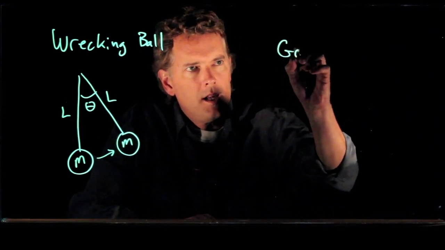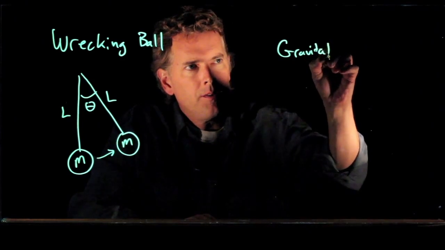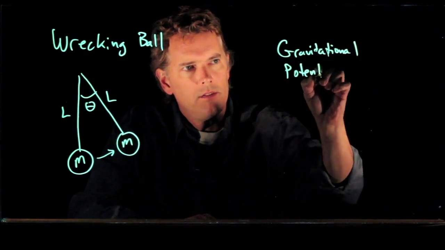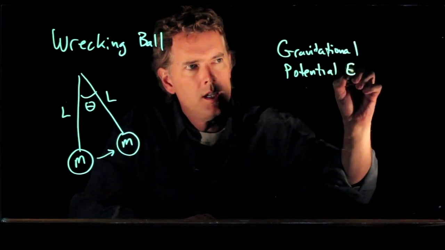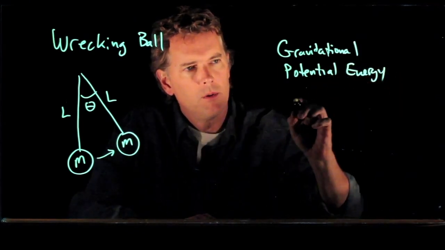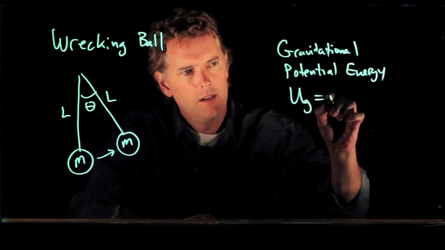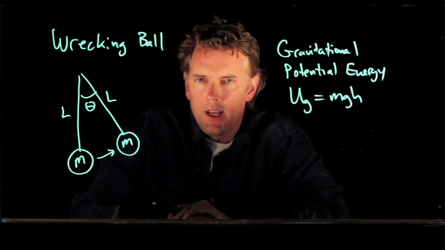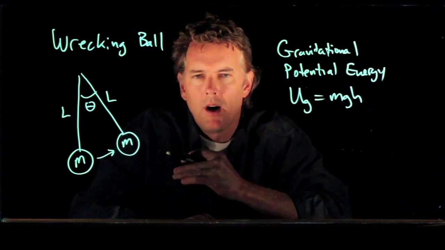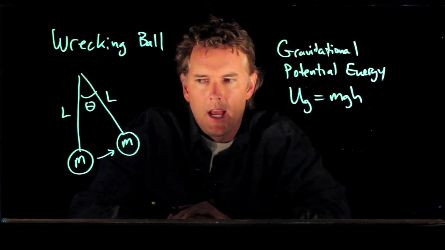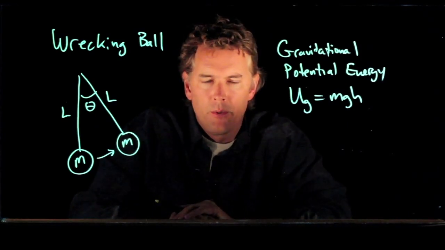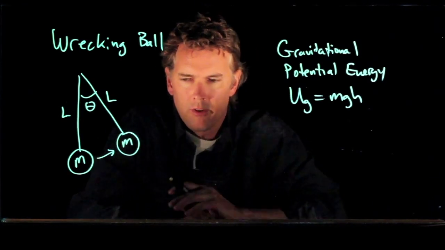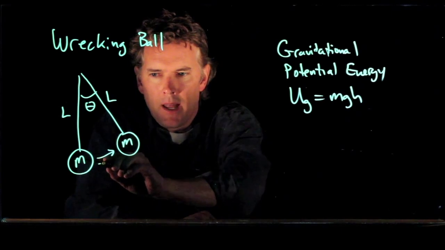So, what is gravitational potential energy? Well, gravitational potential energy is equal to mgh. We write this with a U sub g. It's just equal to mgh. Now, h is the height above some reference point. And you can put that reference point wherever you want. So, for convenience, why don't we put our reference point right at the bottom of its swing?